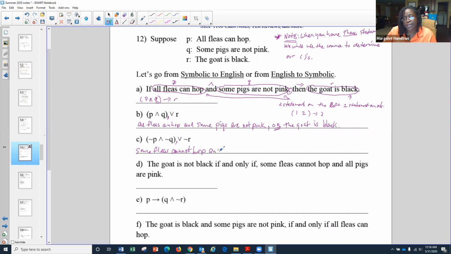And negation Q. Some pigs are not pink. Some pigs are not pink negates to all pigs are pink. Watching our wording. Okay, I need a comma, then or, negation R, the goat is not black.